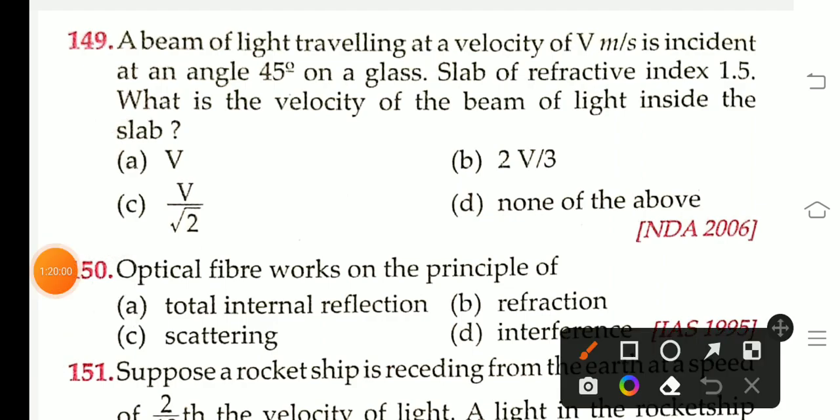A beam of light traveling at a velocity of v meter per second is incident at an angle 45 degree on a glass slab of refractive index 1.5. What is the velocity of the beam of light inside the slab? Right answer will be option B, 2v by 3.